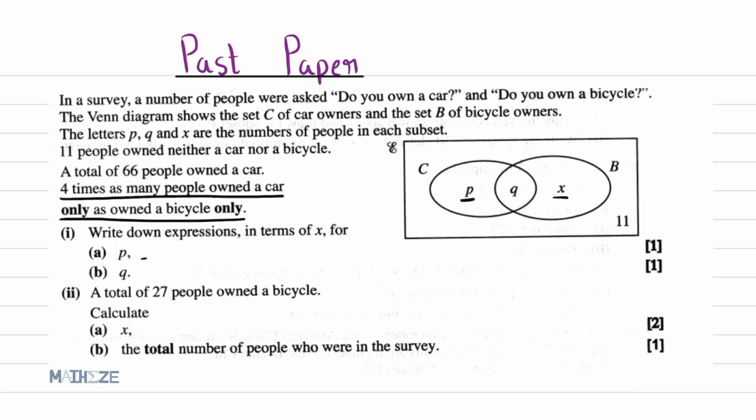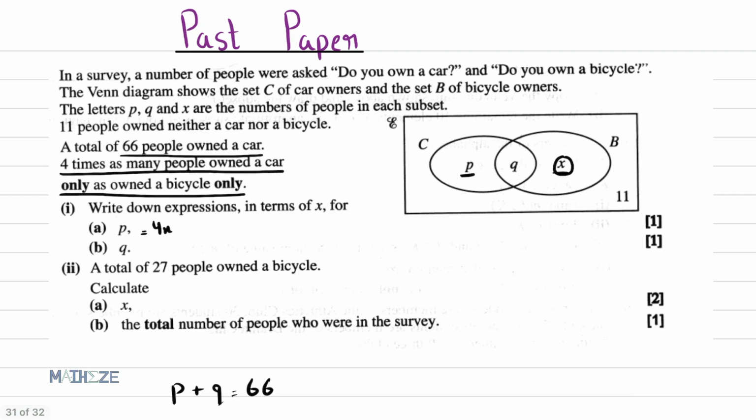So car only were 4 times as many as people owned a bicycle only, which means my value of P will be 4x, because only car were 4 times bicycle. So bicycle people are x. So the only car people will be what? 4x. Now it says total 66 people owned a car. That means P plus Q is equal to 66. You need to write an expression in terms of x. I know the value of P is what? 4x. So 4x plus Q is equal to 66. So my expression for Q will be 66 minus 4x.